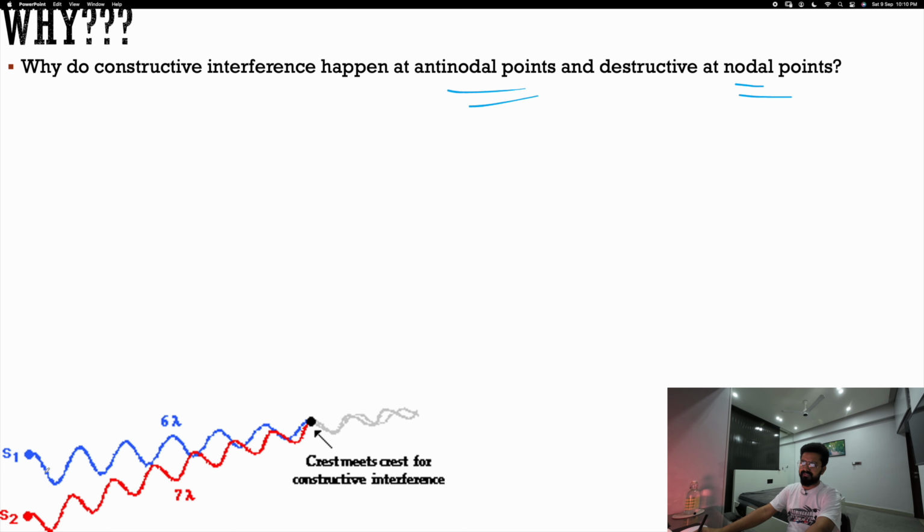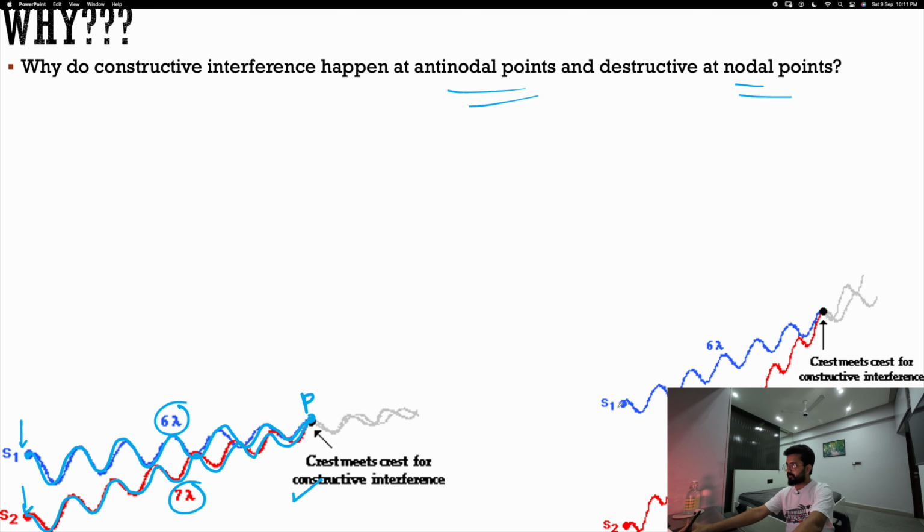Simple answer to it, because look at this example here. From the source S1, the wave has traveled a total distance of 6 lambda to reach this point P, whereas from source S2, the wave has traveled a total distance of 7 lambda to reach this point P. So if the wave has started from the peaks, traveling 6 lambda or 7 lambda or 8 lambda or 9 lambda, it will always end up at a peak. So peak meeting peak, that is crest meeting crest, constructive interference. Look at this example here. S1 travels 6 lambda, that means starting with peak ends with peak, whereas S2 traveling 8 lambda starting with peak ends with peak.